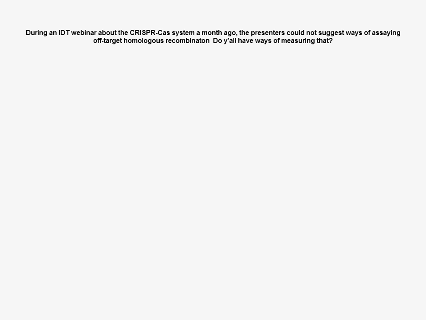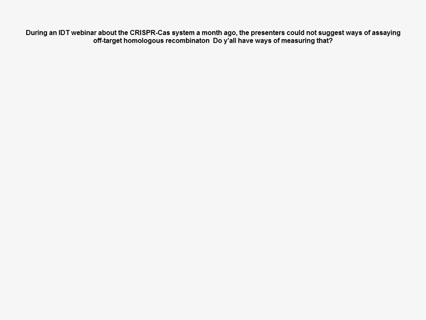I think there are some tools that are evolving to identify off-target indel formation. I think off-target homologous recombination will be more difficult because what you're looking for might be a smaller target. I think we might be able to take some of these platforms such as GUIDE-seq or BLISS and try to adapt them to identify your donor DNA if it's inserted into the genome, but I think that's going to be very challenging.